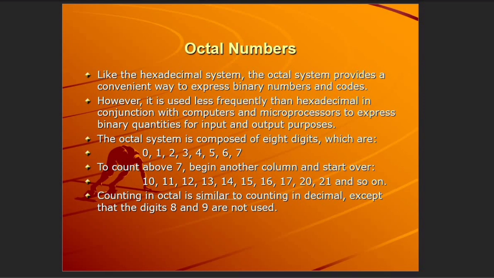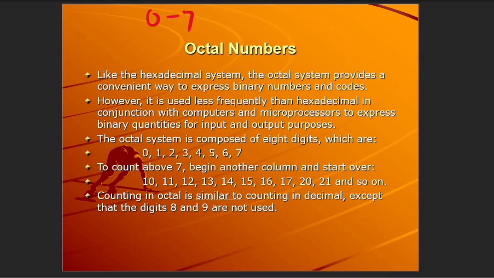Octal numbers. What are octal numbers? Octal numbers contain digits 0 to 7. Octal numbers have digits 0 to 7, and they are used in computing as a shorthand for binary groups of 3 bits. Each digit represents a power of 8.